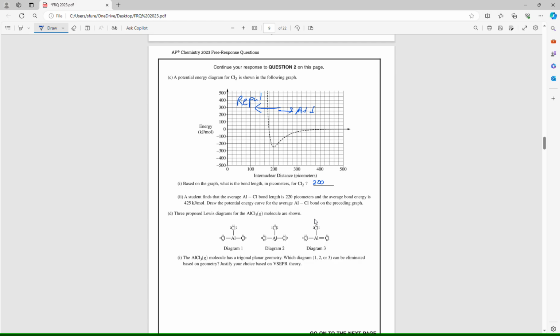All right, part 2. A student finds that the average aluminum Cl bond length is 220 picometers and the average bond energy is 425 kilojoules per mole. So it's got a length of 220, so our dip should rest at this 220 mark, and then it's a bond energy of 425. So the dip should be right here, and let me just connect it from there. The important part really is that the dip is right here.